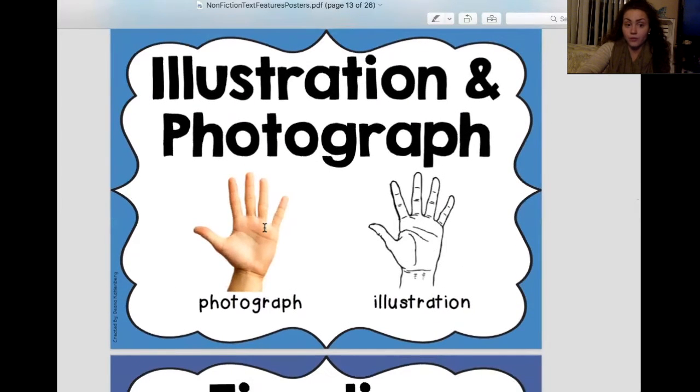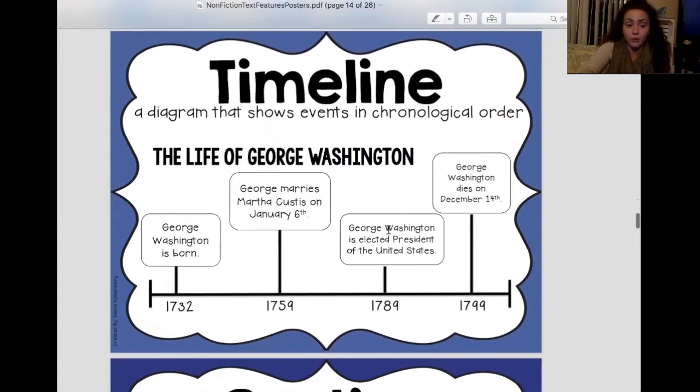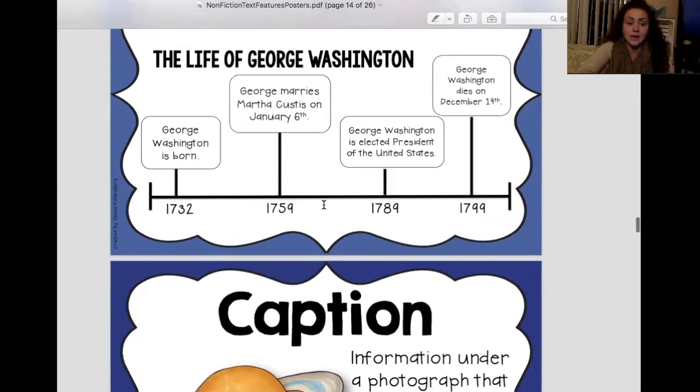Next, another important one for us is illustrations and photographs. Photographs are real live pictures, while illustrations are drawn pictures. Timelines, we're not going to see any today, but they are important. They go in chronological order. That means they go by a sequence of events in a time period. So it'll tell you information going farther along in time.